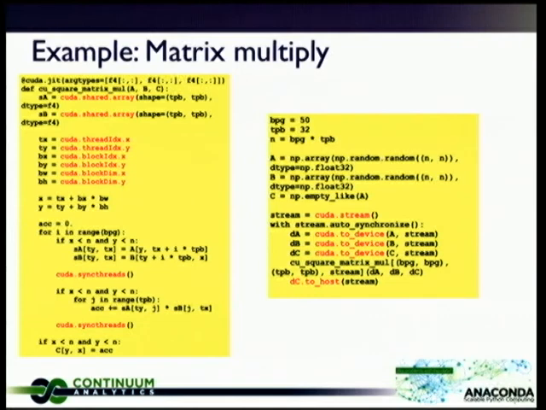So I have these arrays, A, B, and C, and I create sort of mirror arrays, just opaque pointers, so DA, DB, and DC are really on the device. And then I call my CUDA function and take the result, which is stored in C, and move it back to the host. So it's very similar to what you might write with CUDA C, but it's a lot easier to write, and it's a lot easier to get working.